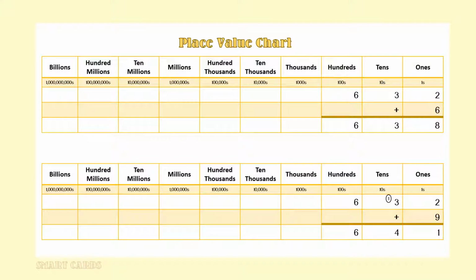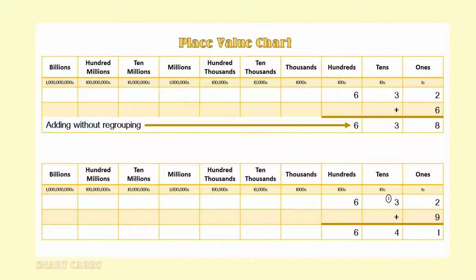These two examples are illustrations of the two ways that we add. We either add without regrouping, which was the first example, which produced the answer 638, or we add with regrouping, which was the second example, which produced the answer 641.